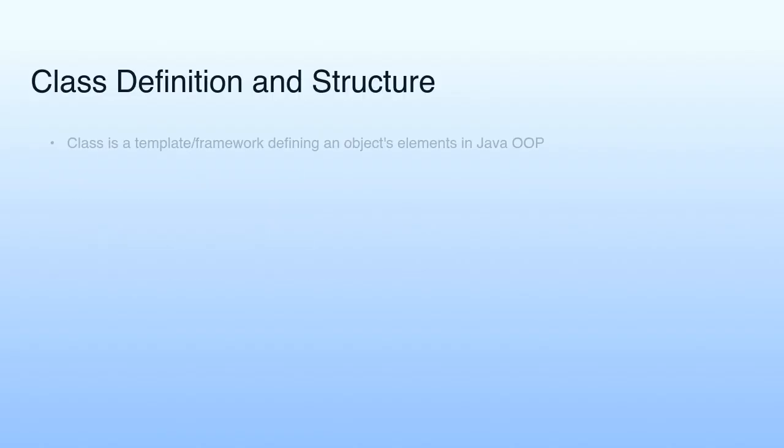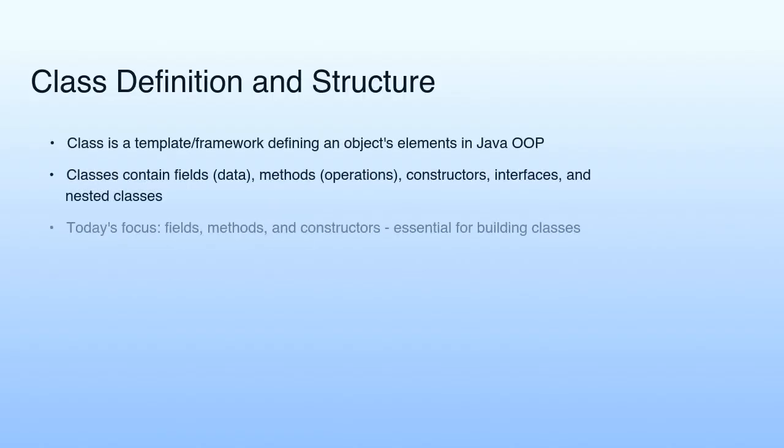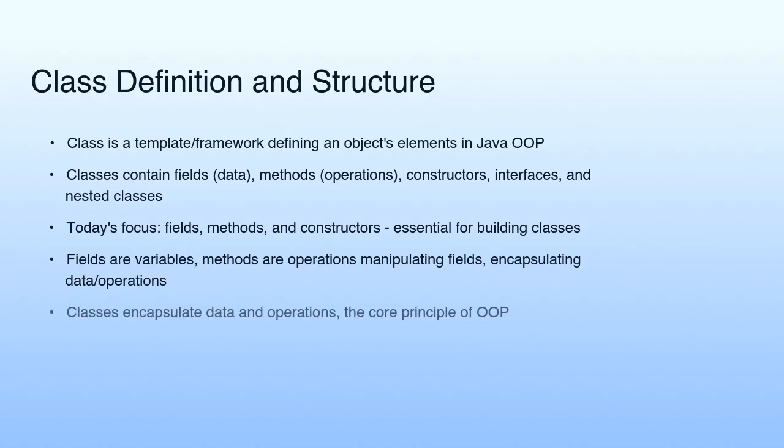In Java, a class serves as a template defining the elements that make up an object, including fields for data, methods for operations, constructors, interfaces, and nested classes. Our focus today is on fields, methods, and constructors, the essential building blocks of classes.